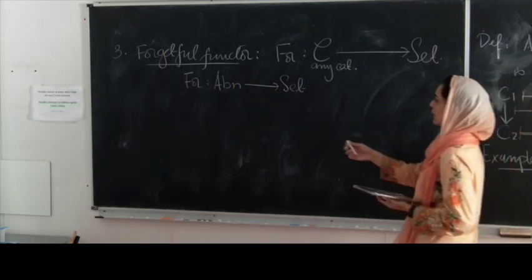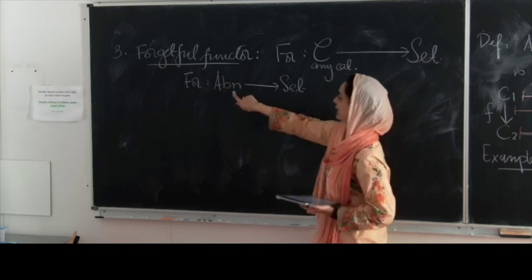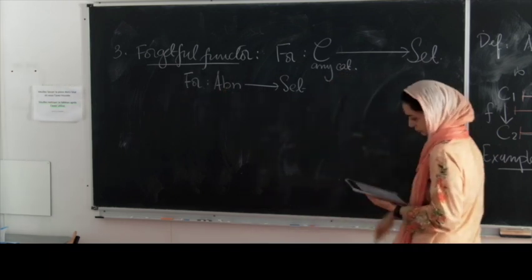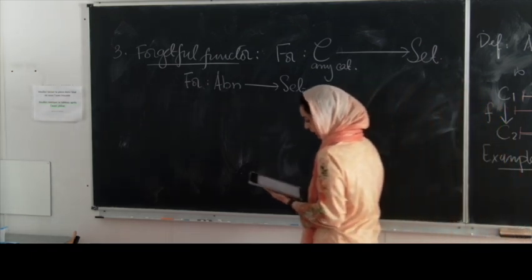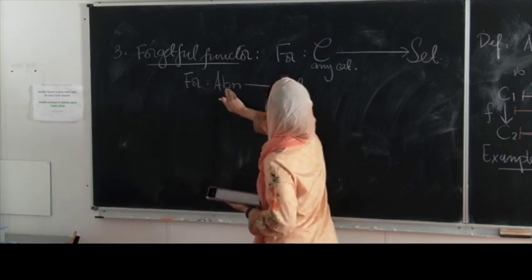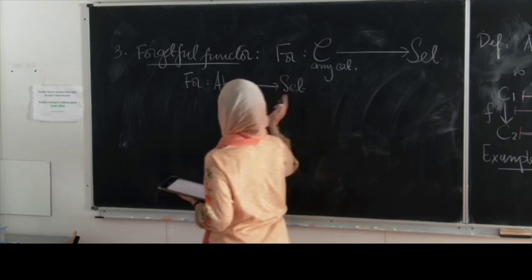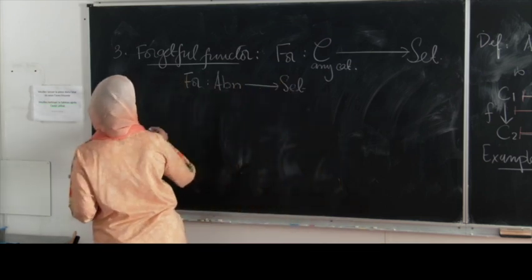So in the category of abelian groups, it was an abelian group, and it completely forgets that and just maps it to the underlying set. And of course, the morphisms would go from group homomorphisms to just the set functions.